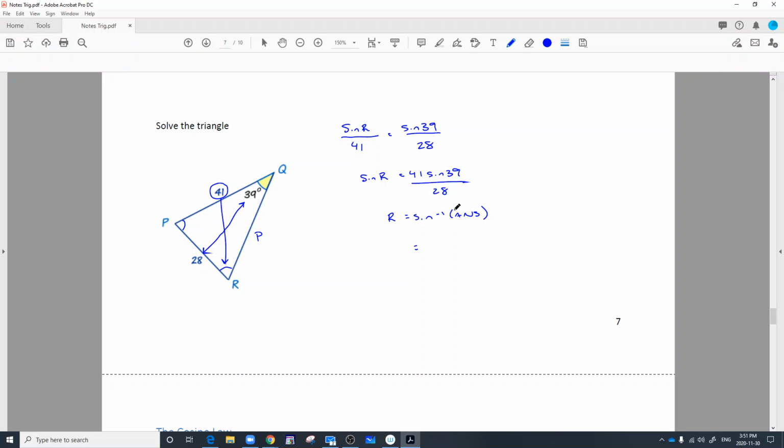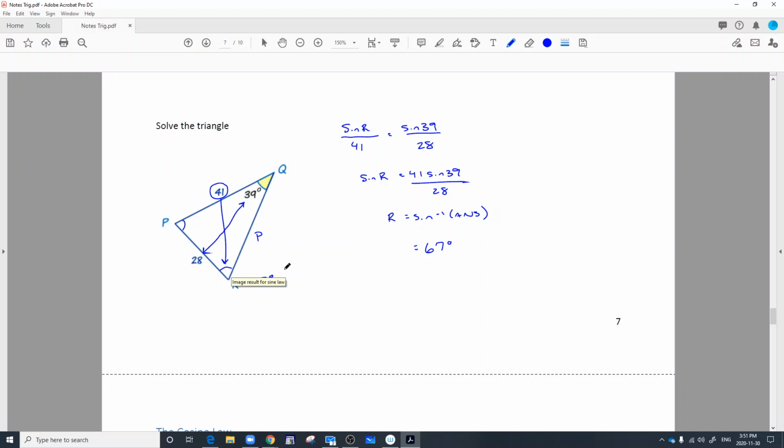Alternatively, you could do inverse sine bracket 41 times sine 39 divided by 28, whatever works for you. But I'm going to type in 41 times the sine of 39 divided by 28 equals, then I'm going to go inverse sine of the answer. And I get, to the nearest degree, let's say, because it said before nearest degree, 67 degrees. So that now tells me that angle R is 67 degrees.